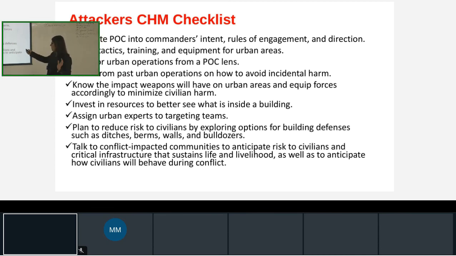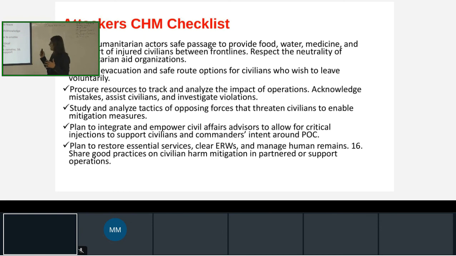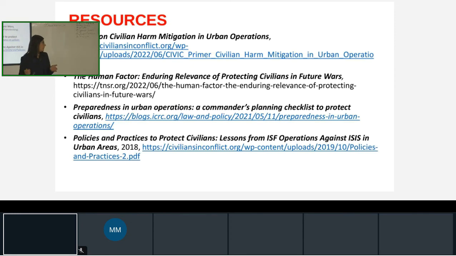Another thing, as I mentioned a little bit, is talking to conflict-impacted communities. Talking to civilians who are going to go through war is important. You get better informed on how you're going to plan. Some of this I've covered in previous slides, but again, this is a handy checklist for both an attacker and a defender.